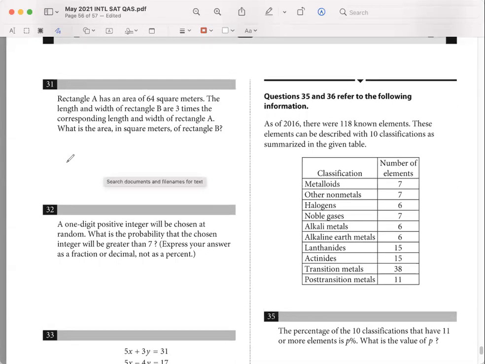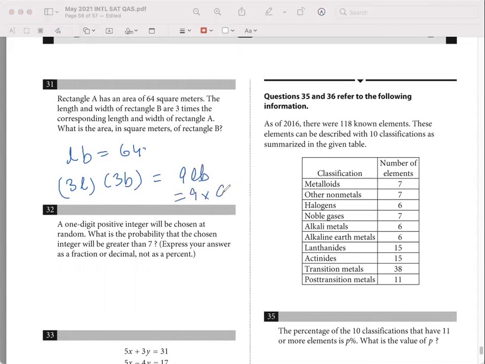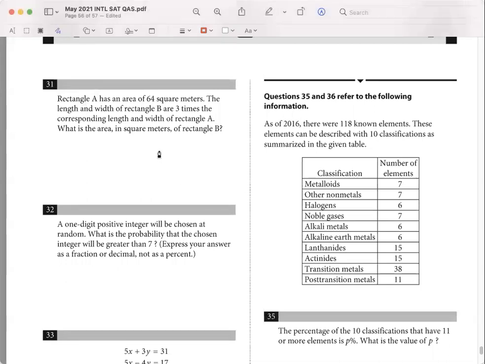So rectangle A, L times B is 64. Rectangle B is 3L and 3B. So its area would be 9LB, which is 9 times 64. 4 9s are 36, carry 3, 6 9s are 54, and 3, 57. So it's 576. Okay, so let me write that. 576.